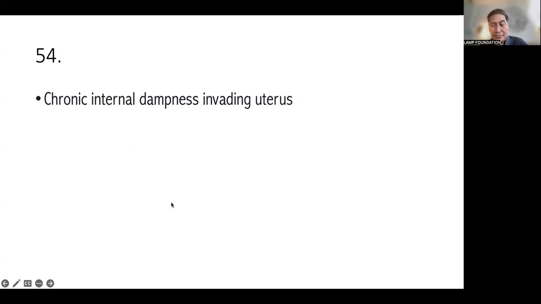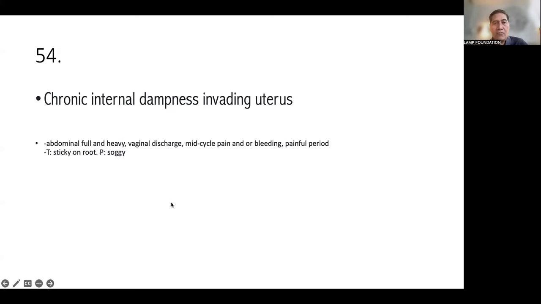Tongue is also sticky on root and pulse is saggy. Abdominal full and heavy. Vaginal discharge, mid-cycle pain and/or bleeding, painful period. Okay, so for women, don't ever forget to ask about vaginal discharges. If their response is positive, then that's definitely dampness, internal dampness.